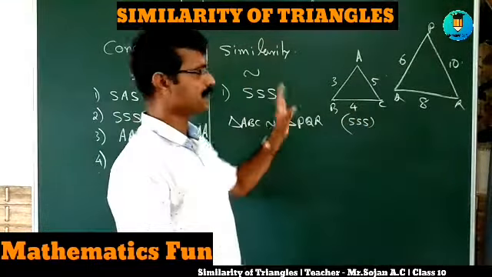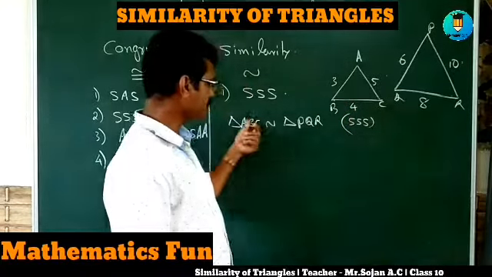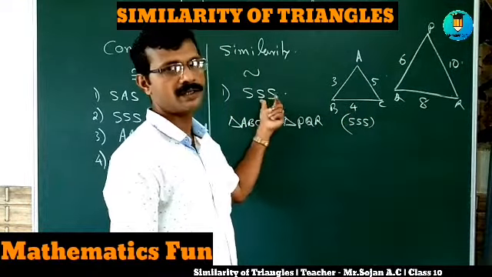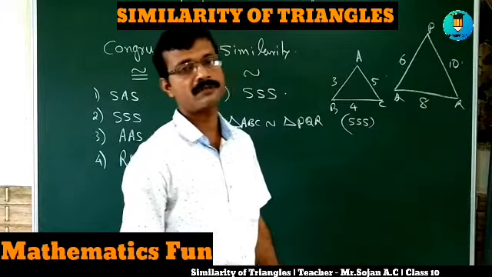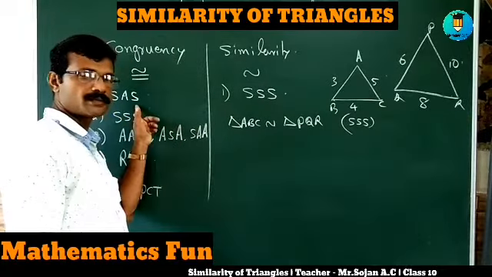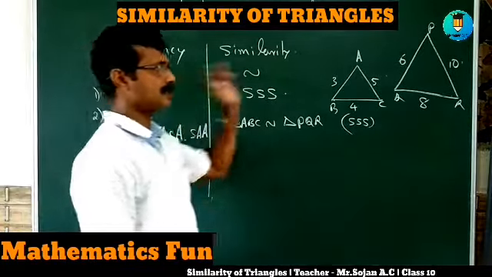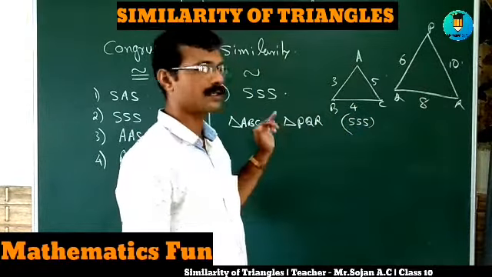Now, if two triangles are similar, their sides are in proportion. Here I already used that the sides are in proportion, but the angles are equal. In the case of congruent triangles, sides are equal and angles are also equal. But here, sides are in proportion, but angles are equal.